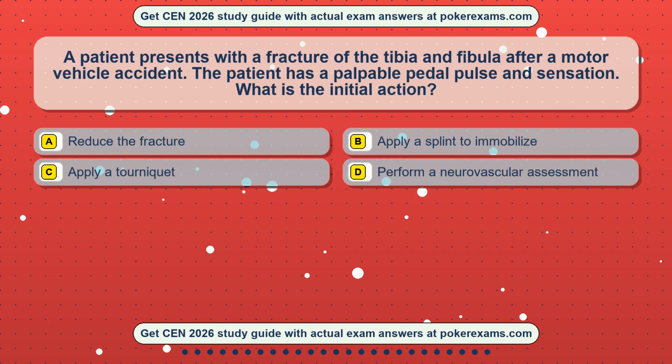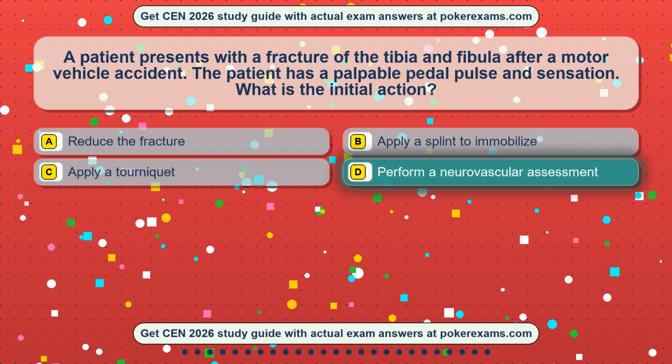Question 20. A patient presents with a fracture of the tibia and fibula after a motor vehicle accident. The patient has a palpable pedal pulse and sensation. What is the initial action? Option A, reduce the fracture. Option B, apply a splint to immobilize. Option C, apply a tourniquet. Option D, perform a neurovascular assessment.